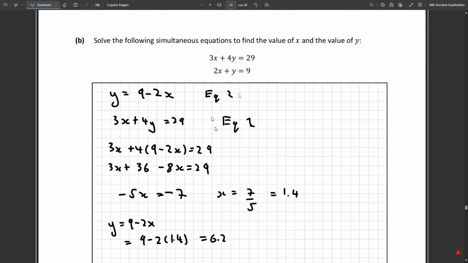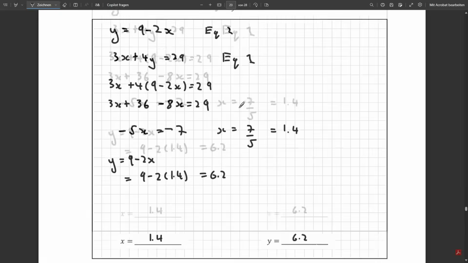How can you check? Sub them back in to both equations, and they should be equal to the numbers on the left. So when you sub in 1.4 and 6.2, you get 29, and same when you do it in this, you'll get 9.